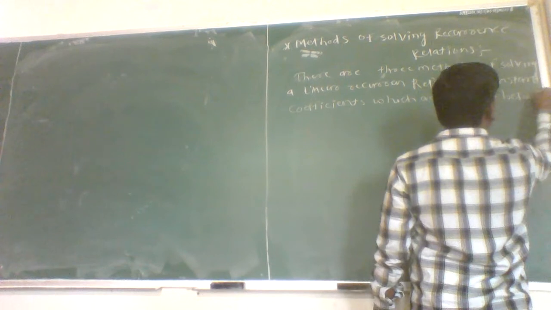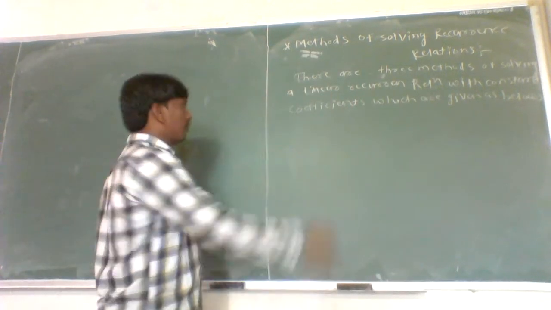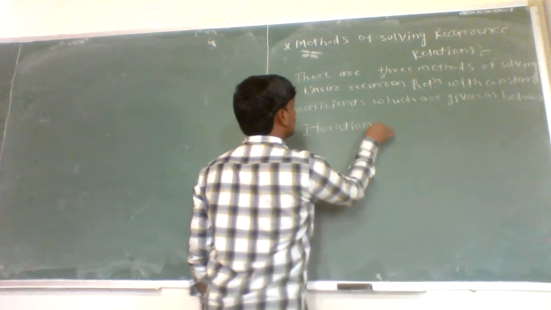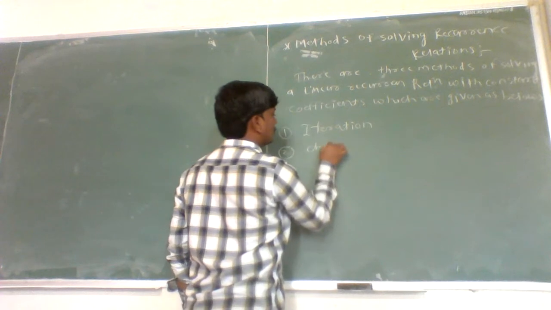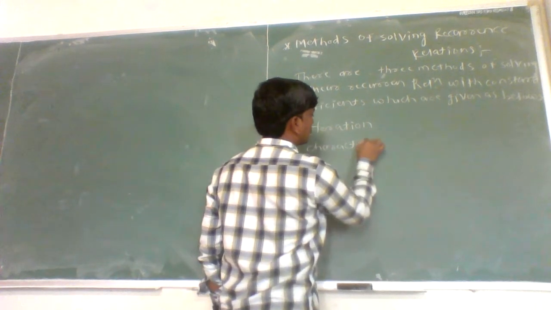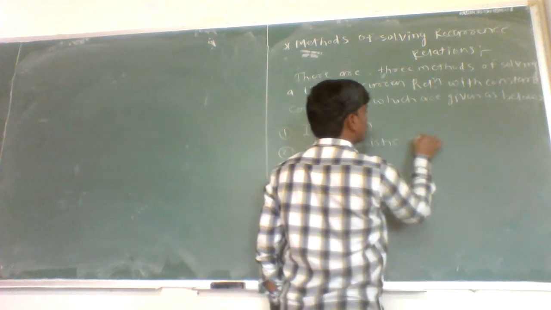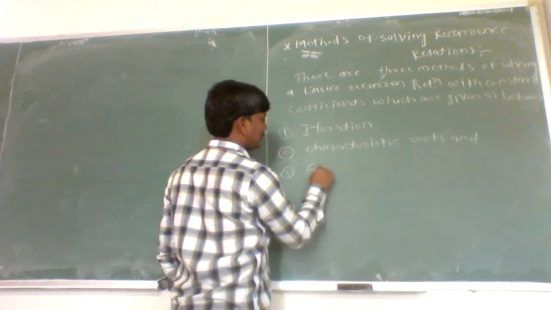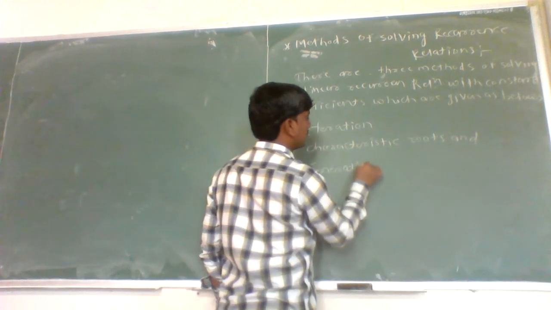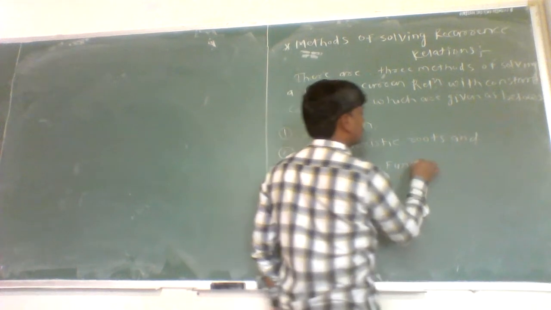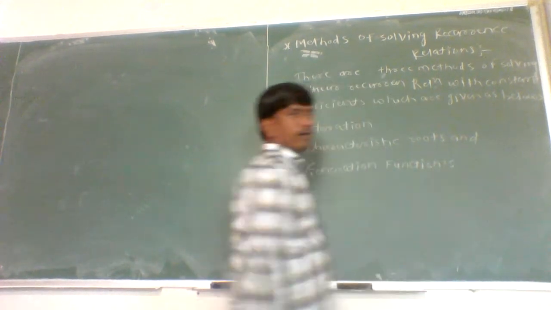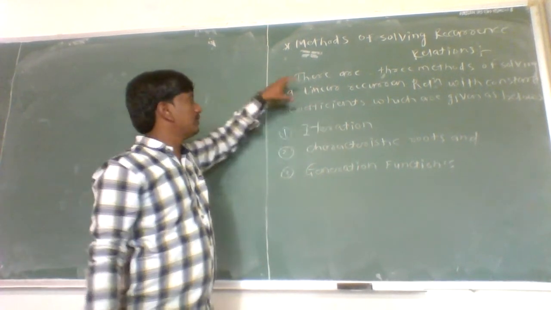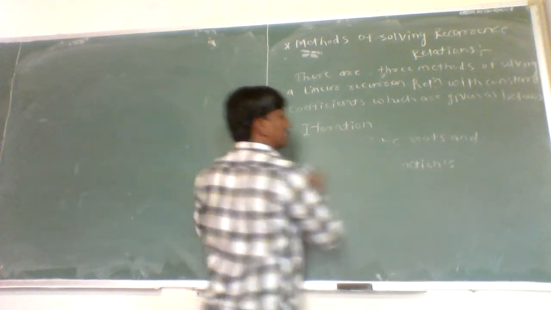There are three methods of solving a linear recurrence relation with constant coefficient, in which the first one is iteration. Second one is characteristic roots. And third one is generating functions. Now we have to see one by one. Let us see the first one, what is iteration.